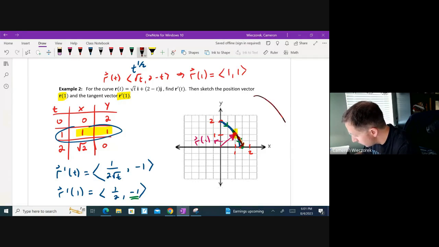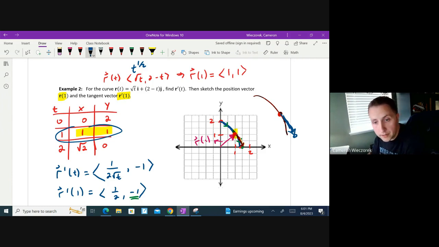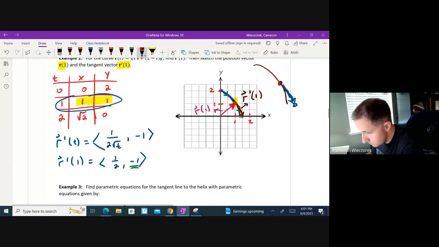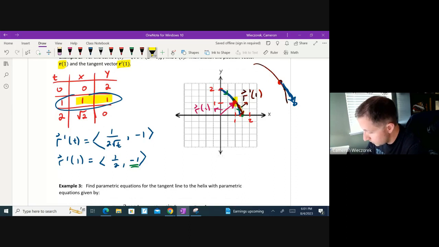You can see kind of over off to the side here. Here's my point, and our vector is kind of giving you a zoomed in version, is pointing off in the direction of that curve. So that vector right there is r prime of 1. And there's our expression for it.